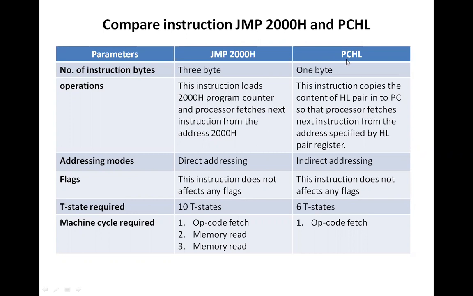But once PCHL has been decoded and 4 T states are over, it has to copy the content of HL pair into the program counter. So the next 2 T states will copy first the content of L register into the lower byte of the program counter, and then the 6th T state will copy the content of H register into the higher byte of the program counter.